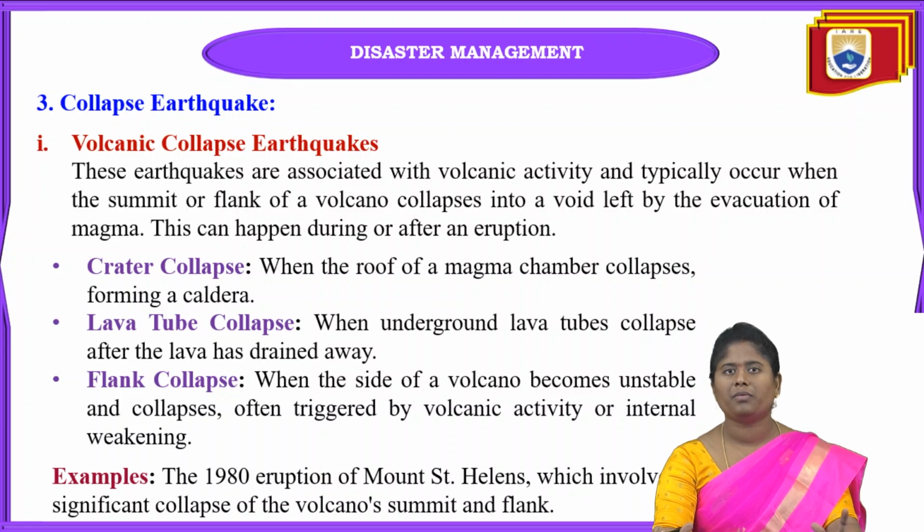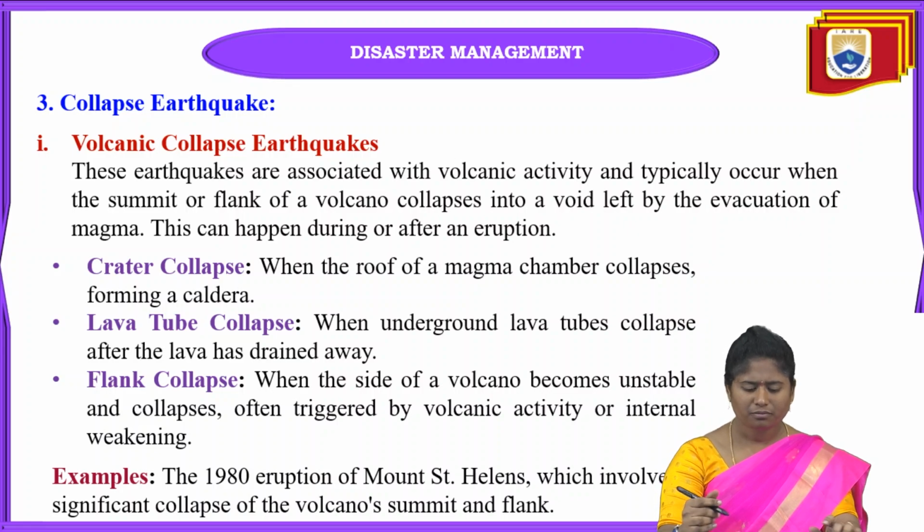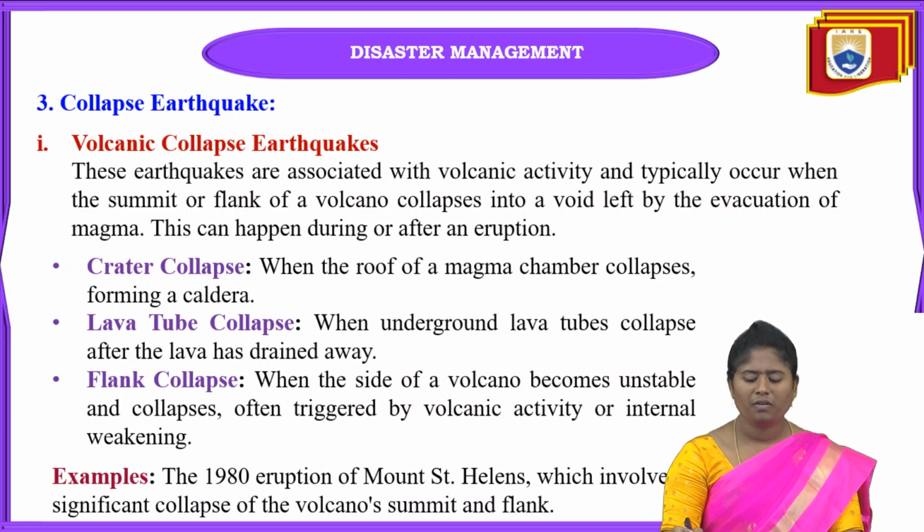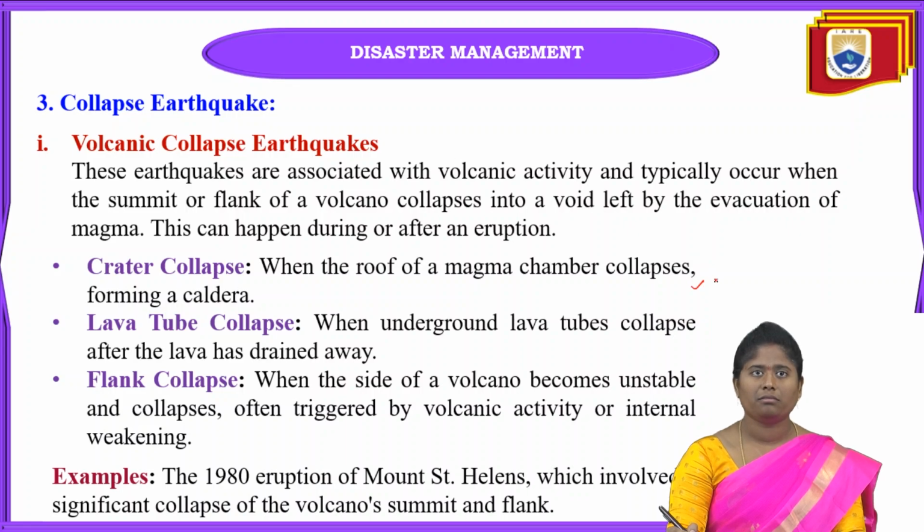This one is associated with volcanic activity. Why? Because when any volcano collapses, it will sink, meaning the earth surface is going to sink. In that sinking area, overall there will be evacuation of the magma. That will automatically happen during or after an eruption, and these types of earthquakes are going to occur. In this one also, the main types are crater collapse.